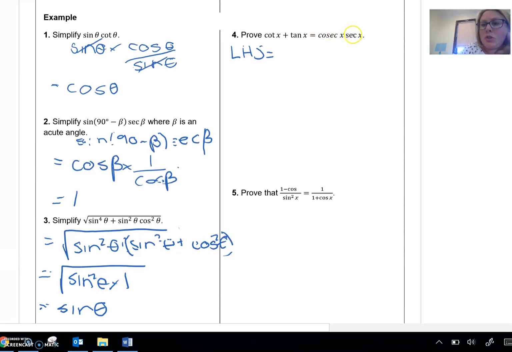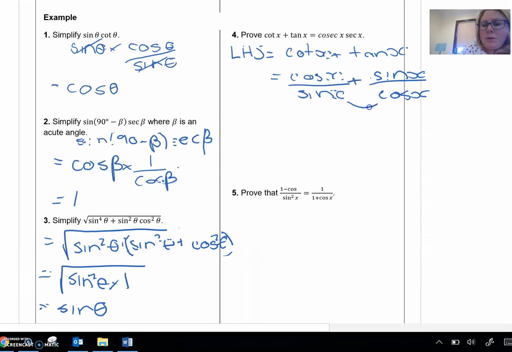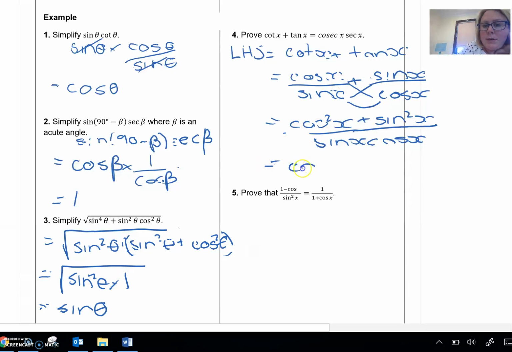Well, I know cosec and sec are sines, so I'm thinking that if I swap the cot to be cos on sine and the tan to be sine on cos, what happens if I get a common denominator? My numerator becomes cos squared x and sine squared x on sine x cos x, which is cosec, or 1 on sine is cosec, and 1 on cos is sec. Right hand side, therefore true.